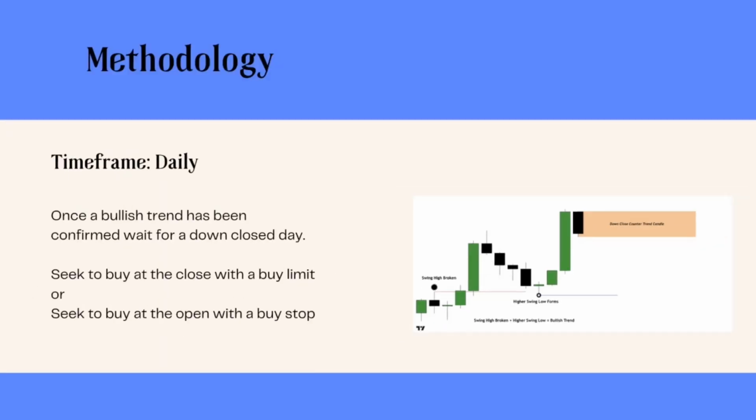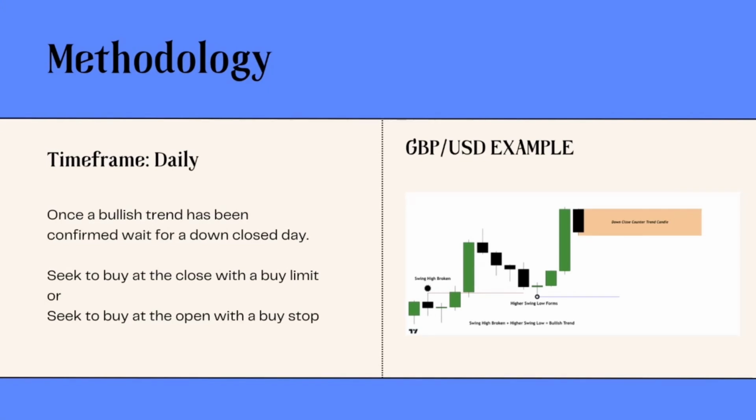Vice versa, we're still looking at the daily time frame. Once a bullish trend has been confirmed, wait for a down close day. Seek to buy at the close with a buy limit, or seek to buy at the open with a buy stop. On the right, we have an example of British pound versus US dollar. We can see a swing high is broken, then we get a higher swing low, and then shortly after, a down close counter trend candle unfolds. This candle, the down close, is where we're going to be buying at the close with a buy limit and buying at the open with a buy stop.